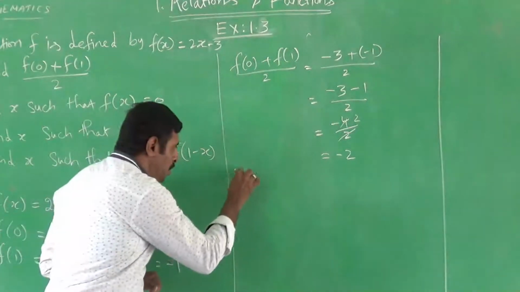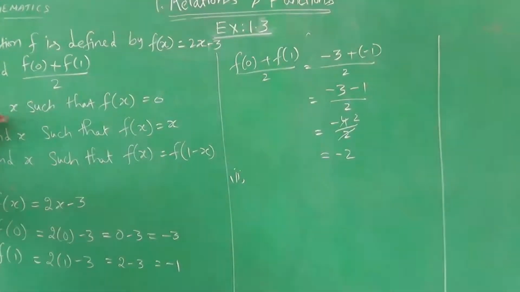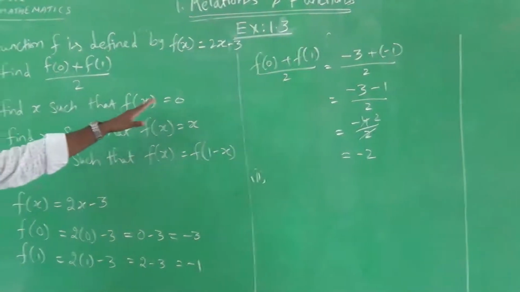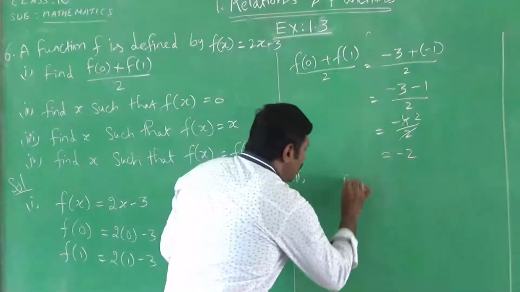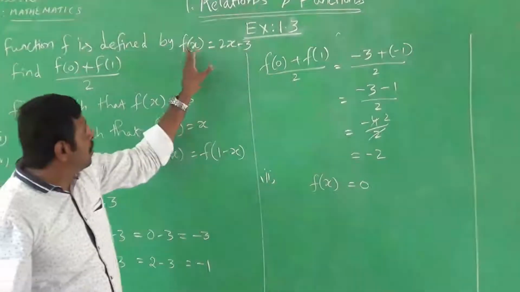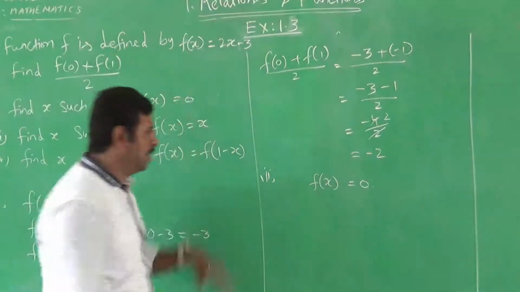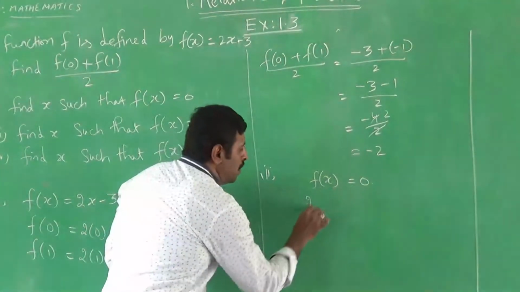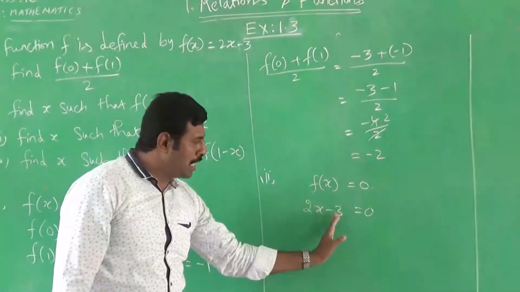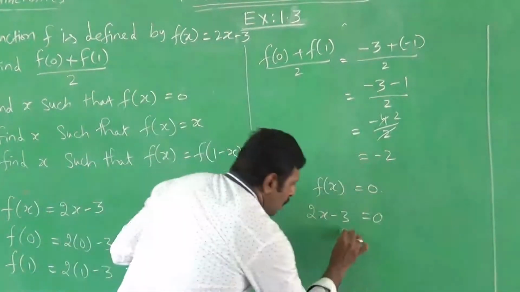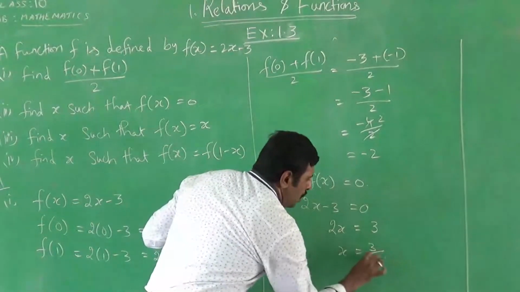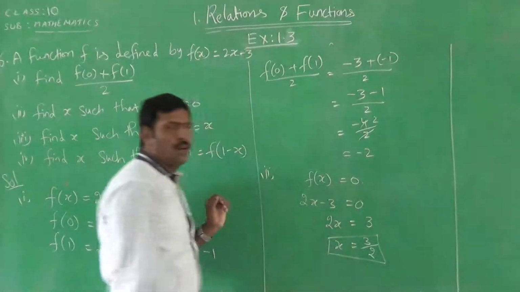Next we see the Roman number 2. Find the x such that f of x is equal to 0. The function is f of x equal to 0. We want to find the value of x. The given f of x value is equal to 2x minus 3. So in the place of f of x, I apply the value 2x minus 3 equal to 0. Then 2x is equal to, I take this minus 3 to another side. 2x is equal to, we get 3. Then x is equal to 3 divided by 2 is the value of x.